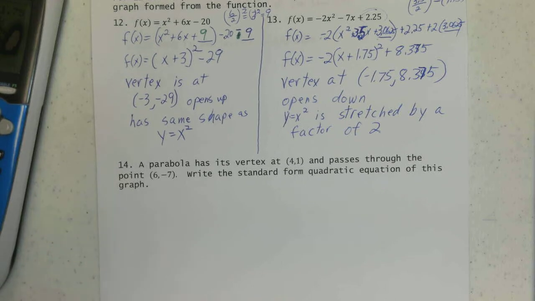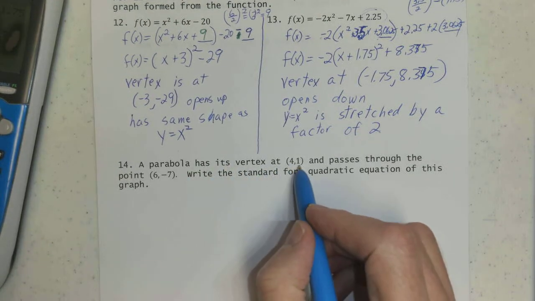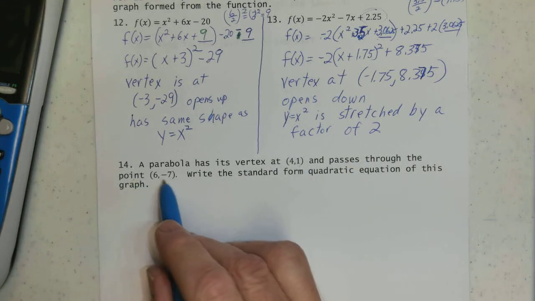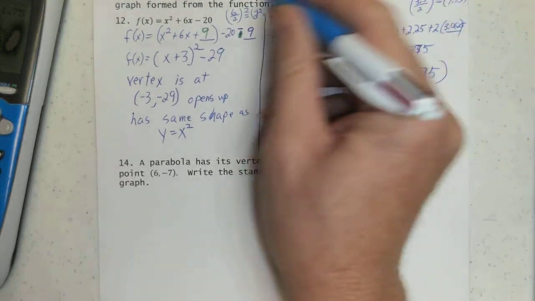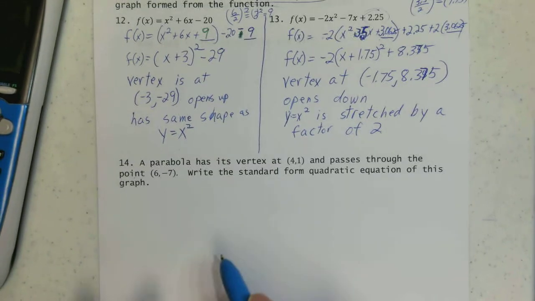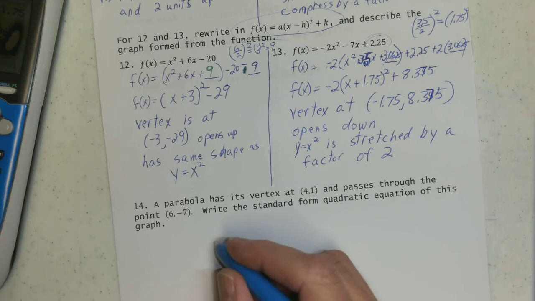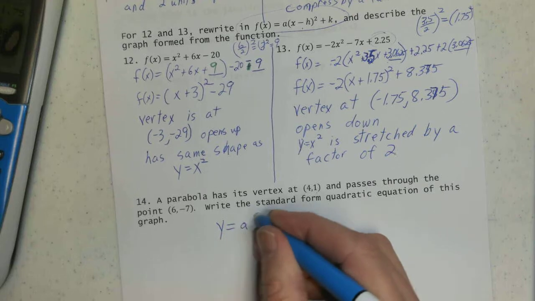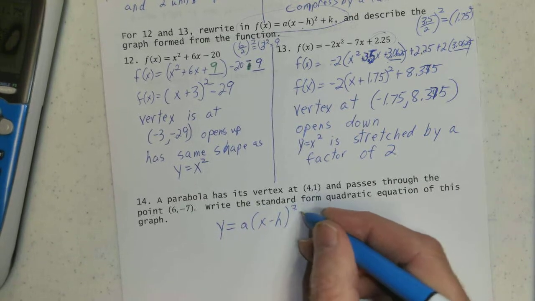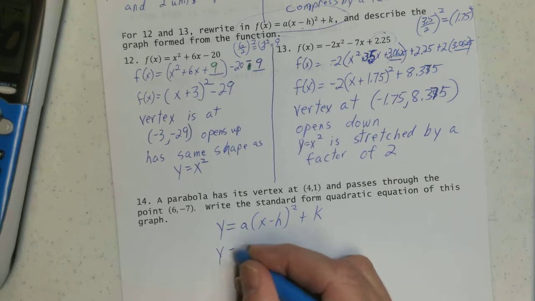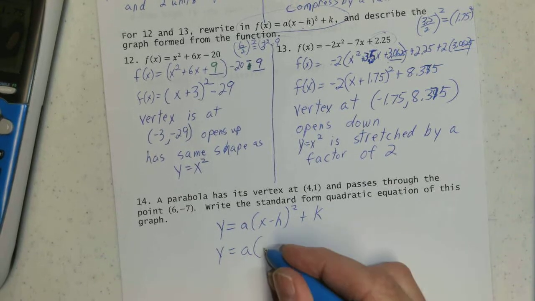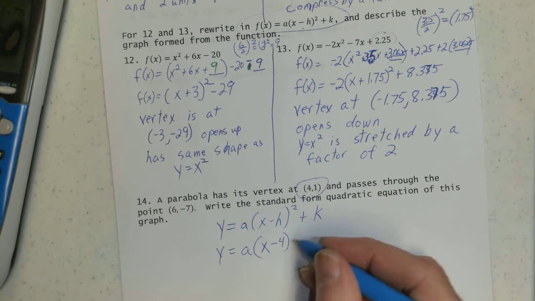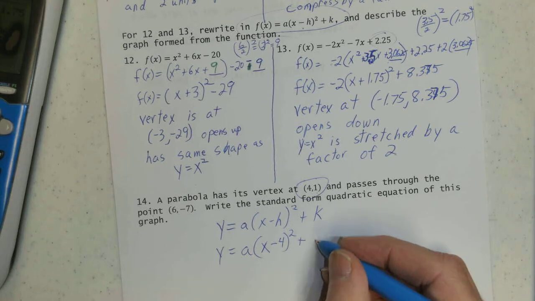A parabola has its vertex at (4, 1) and passes through the point (6, negative 7). Write the standard form of the quadratic equation of this graph. All right, so I'm going to write y equals a times (x minus h) squared plus k. The vertex is (4, 1), so I'll write (x minus 4) squared plus 1.